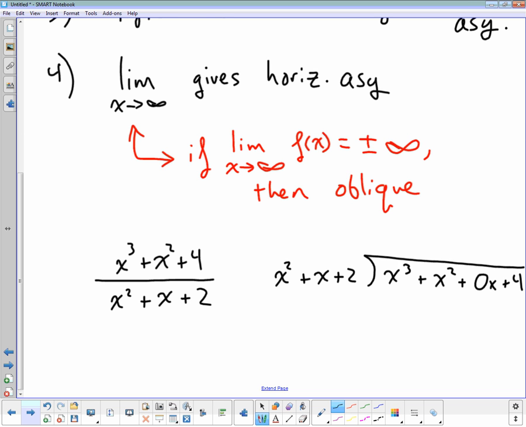okay. How many times does x go into x cubed? Well, x squared. How many times does x go into x cubed? Or a better question, what do I have to multiply x squared by in order to get x cubed? X. Thank you. So now we multiply it out. How did you use your shortcut?